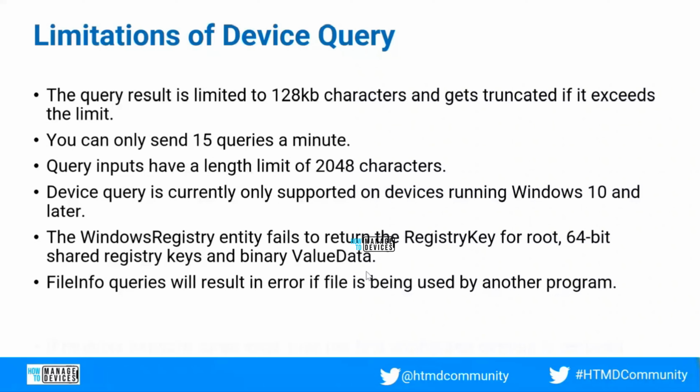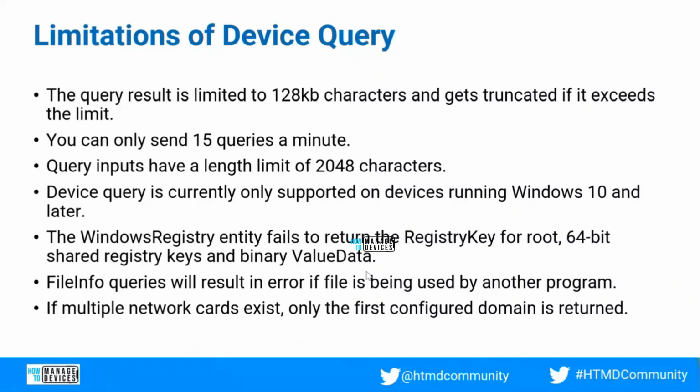If multiple network cards exist, that's also a scenario. In some situations, multiple network cards would exist on the device, so it would get you the information about only the first configured domain. If multiple domains and multiple network cards exist, it will get the details about only the first configured domain. You can still fetch the details of the network card, but you will get the first configured domain details only.